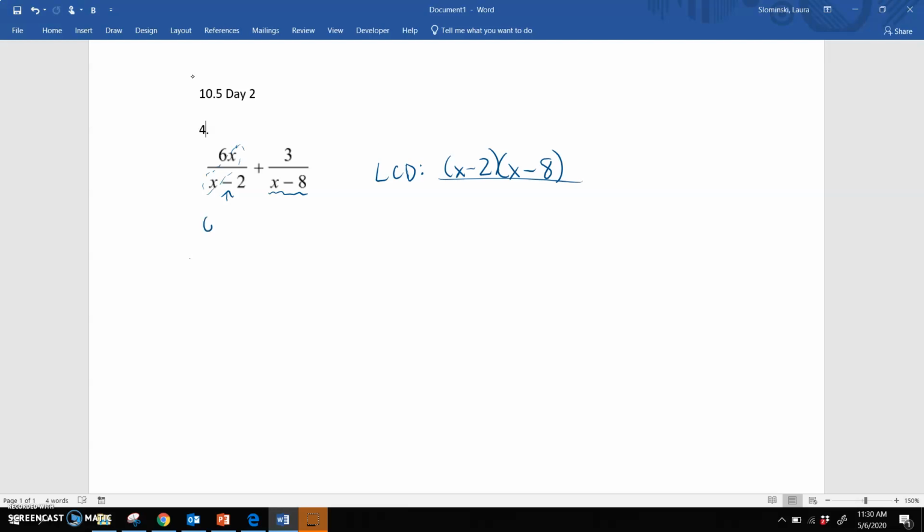I now need to make each fraction have that LCD. The first one starts as just x minus 2 on the bottom, so in order to make it x minus 2 times x minus 8, I must multiply it by x minus 8. I'm allowed to do that as long as I do the same thing to the top. My second fraction starts as 3 over x minus 8. Again, the x minus 8 is accounted for, but it's missing the x minus 2. So I multiply by x minus 2 on both the top and the bottom.